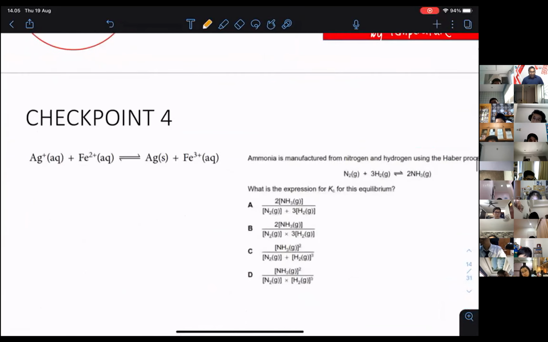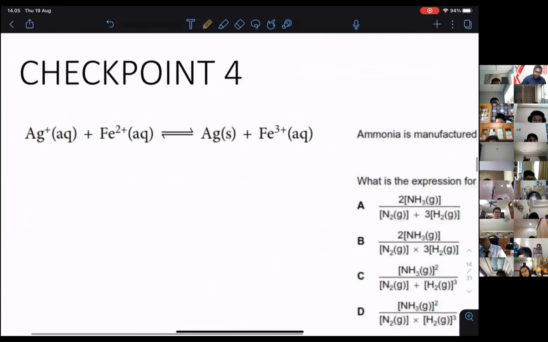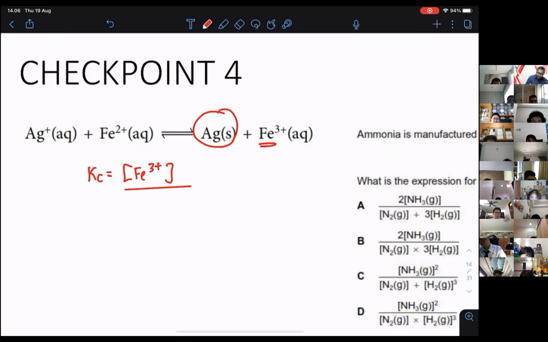So checkpoint number 4. This is going to be some examples I put over there. If I want to write down the Kc for this, how do I write? First of all, we will not include solid because solid will give you a constant concentration. We will not include solid. So it's going to be concentration of Fe3+, put the bracket, this is going to be the product, divided by Ag+ to the power of 1, Fe2+, close like that.